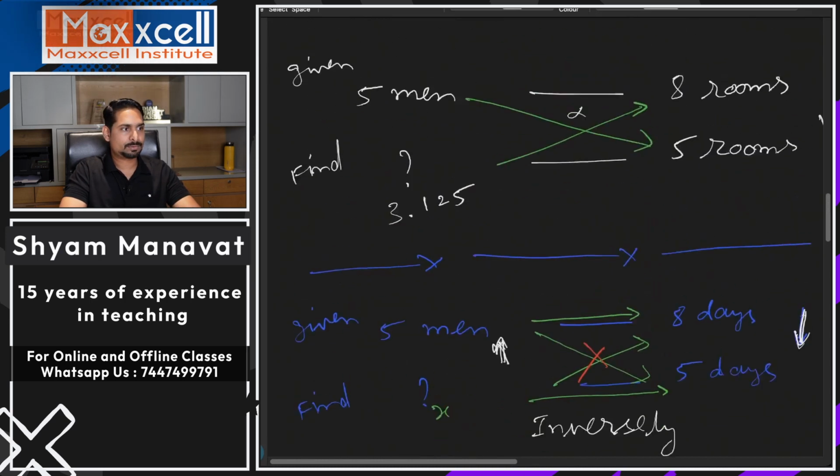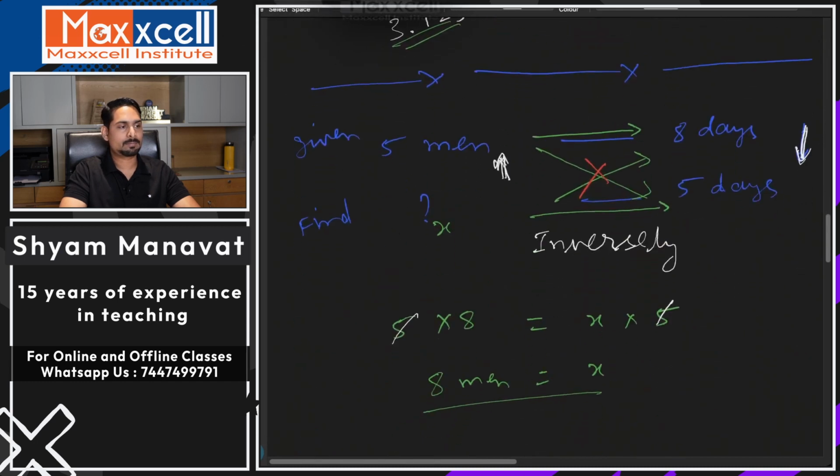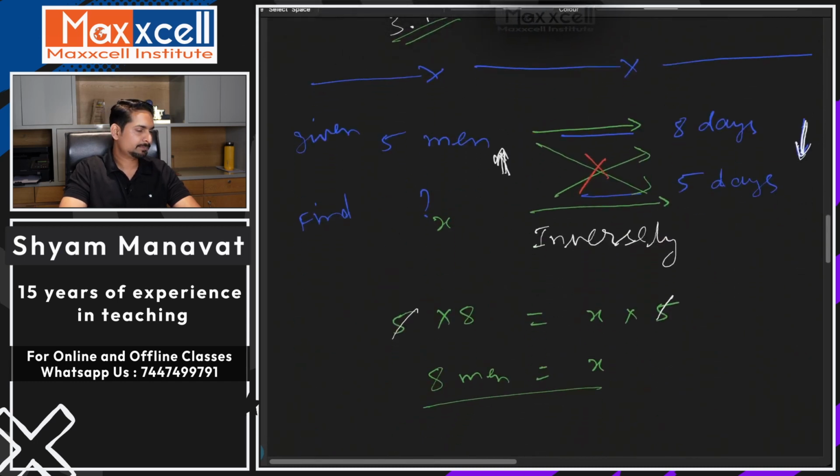Do you see the difference? Cross multiply, you're getting 3.125. Straight multiply, you're getting 8.